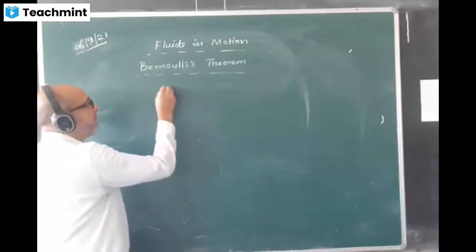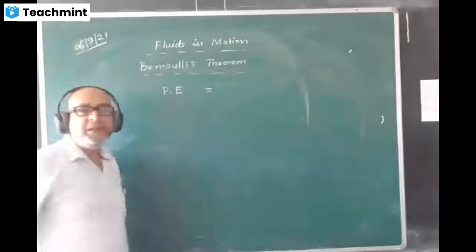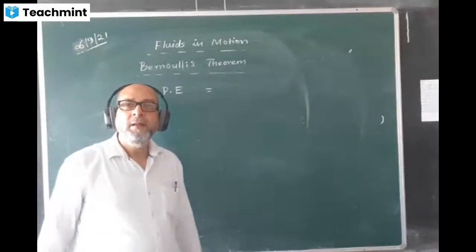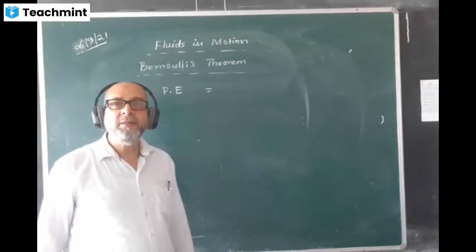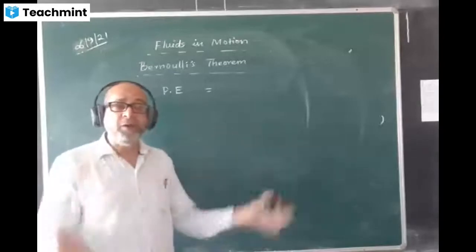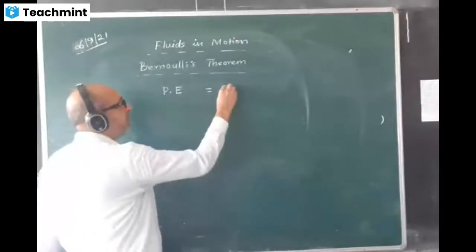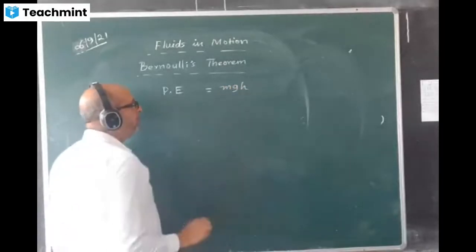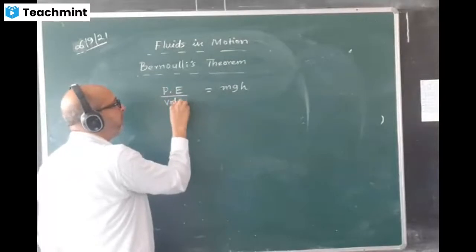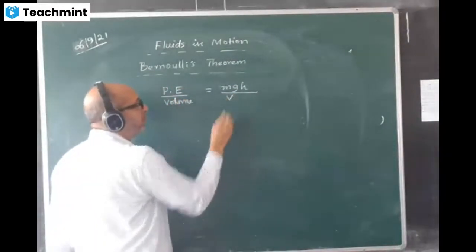Now, just have a look at it. I'll take potential energy. What is the formula of potential energy? Say first the general formula for potential energy. I'm not talking about gravitational potential with respect to the Earth. MGH. Good. But if I take potential energy per unit volume, you have to divide by V, where V means volume.